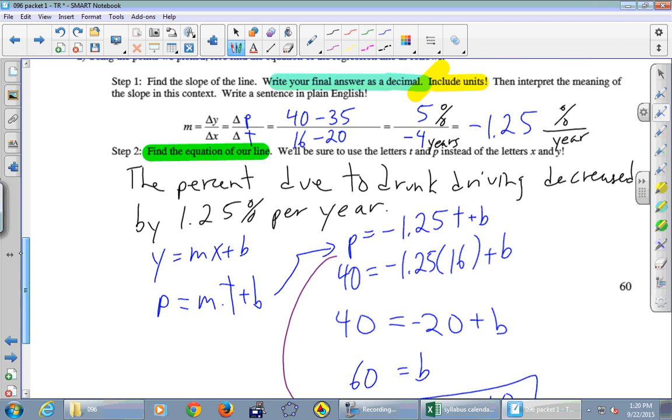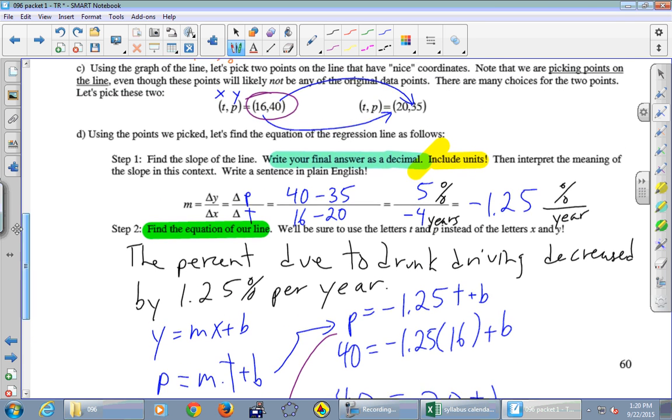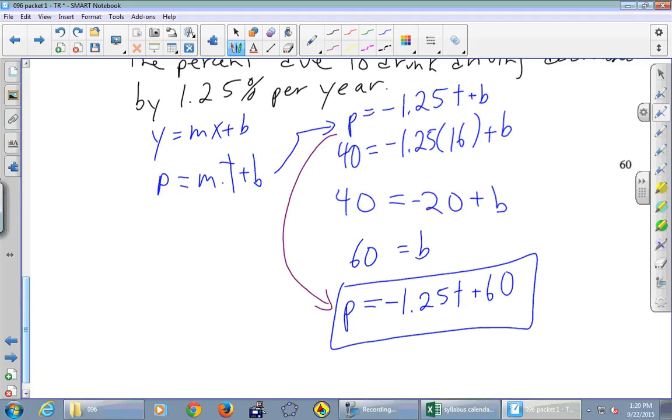Okay, just a quick reality check. If we had chosen not to plug in 16, 40, but to plug in 20, 35, same or different final answer? Same. You have 2 points, you pick either one. It'll look a little different in the intermediate steps, but at the end of the day, same.